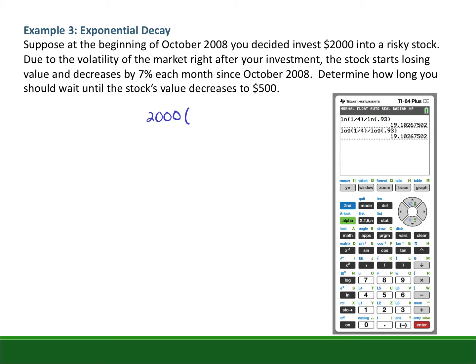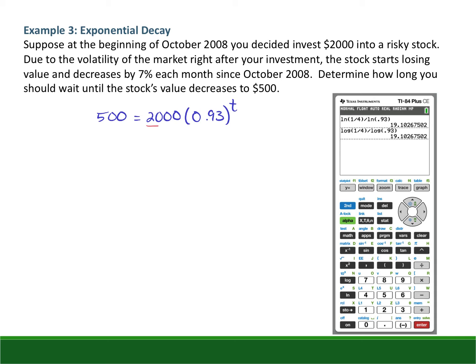So this gives us a decay factor of 1 minus 0.07, or a decay factor of 0.93 per t, where t is the month since we first started investing this money. And we want to know how long it will take until the stock's value decreases to 500. So how long until that $2,000 becomes 500? So here we're going to solve this algebraically.